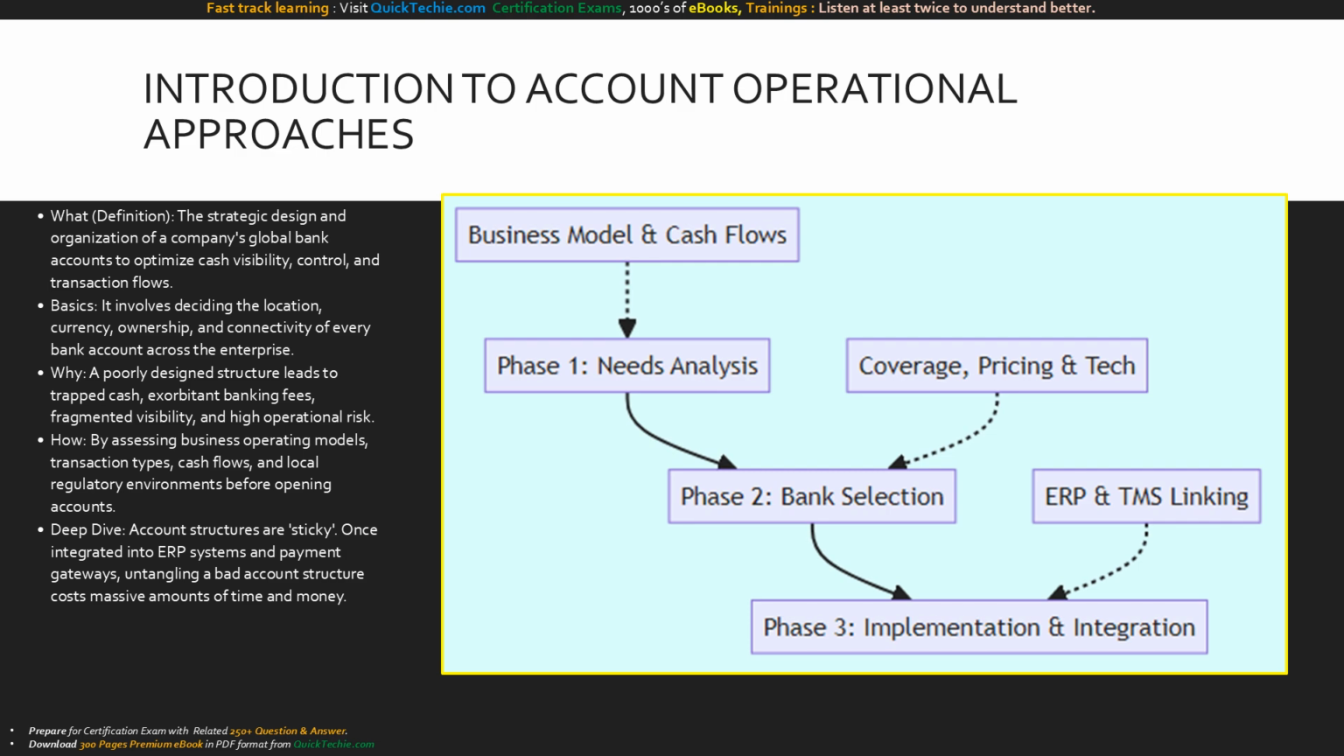Look at the flowchart on your screen. This represents the three-phase lifecycle of account structure design. We always start at the top with Phase 1, needs analysis, which is driven by your business model and cash flows. Once we know what we need, we move down to Phase 2, bank selection, evaluating partners based on coverage, pricing, and technology. Finally, we reach Phase 3, implementation and integration, where the accounts are hardwired into your ERP and Treasury management systems. You must follow this linear path. Skipping straight to opening accounts without a needs analysis is a recipe for operational disaster.